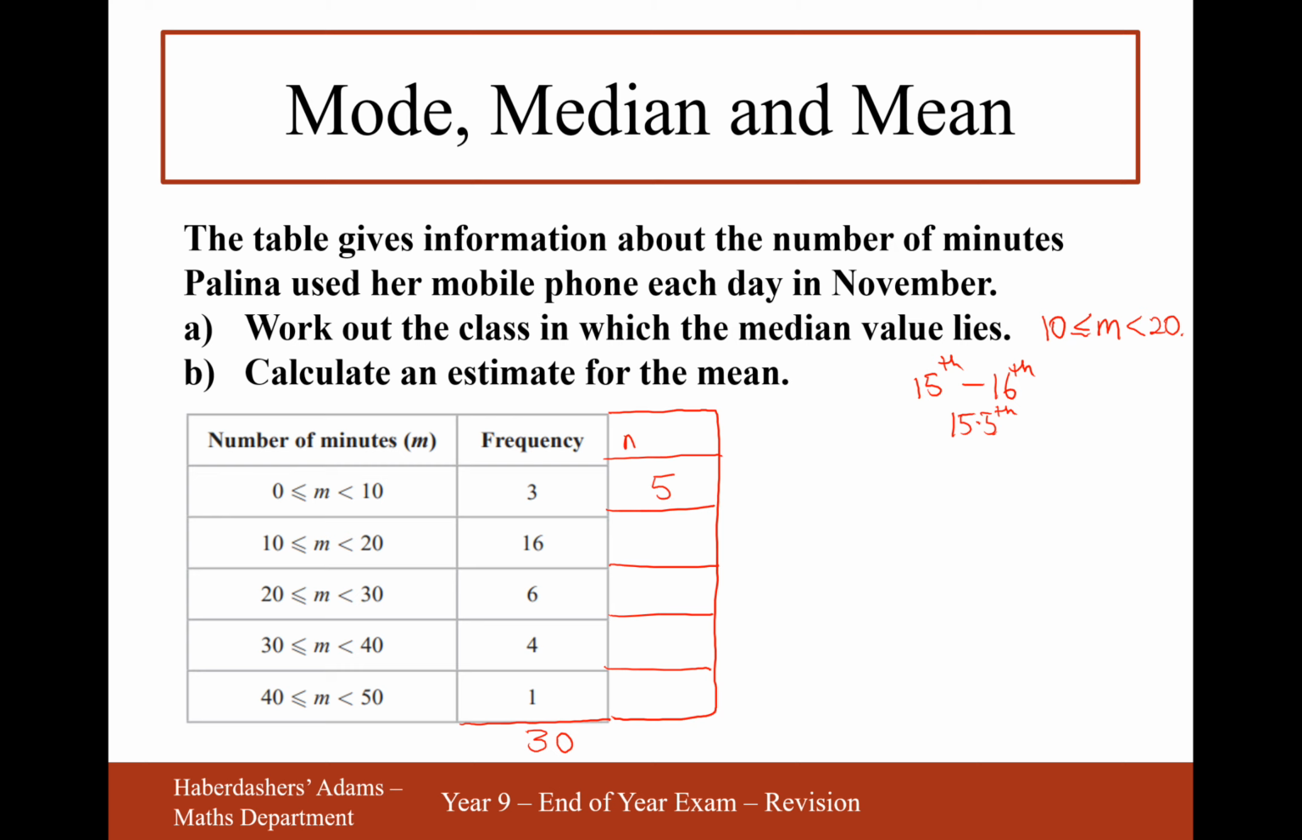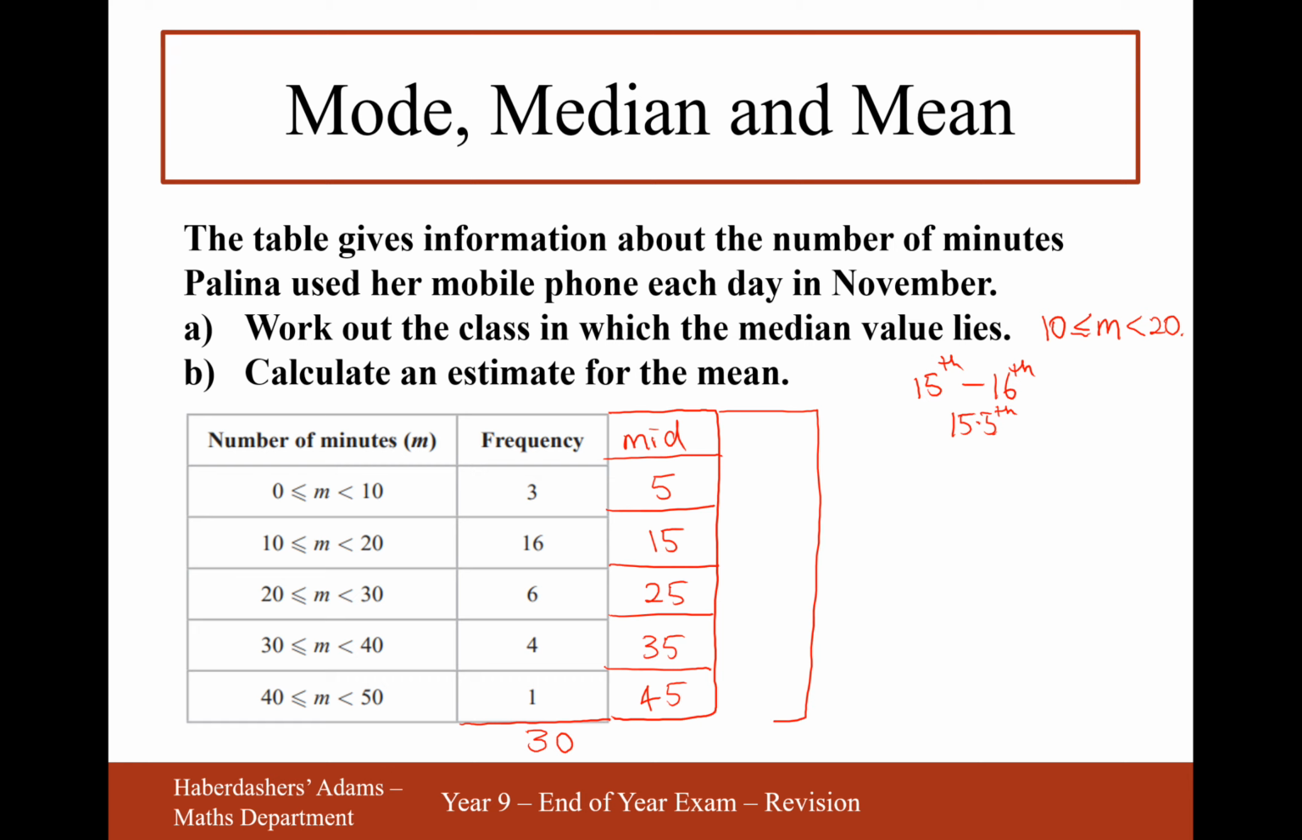So what I'm going to do here is work out all the midpoints for all of these groups. That's to say that if I was to spend between 10 and 20 minutes on my phone, then the most accurate approximation there is about 15 minutes. This one will be 25 minutes, this one will be 35 minutes, and this one will be 45 minutes. Then we have 3 values that are about 5 minutes long.